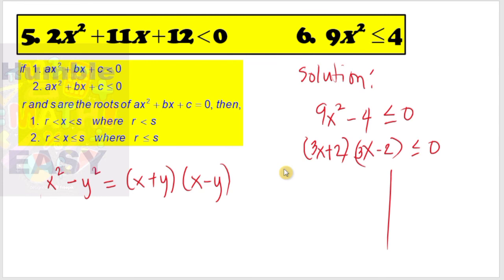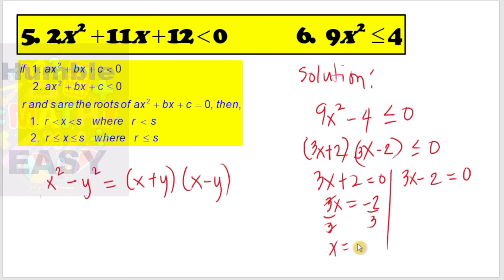We equate both factors to be 0. So 3x plus 2 is equal to 0. We now have 3x is equal to negative 2. Then divide both sides by 3, so x is negative 2/3. Then we have 3x minus 2 equals 0, so 3x is equal to 2. Divide both sides by 3, so x is equal to 2/3.